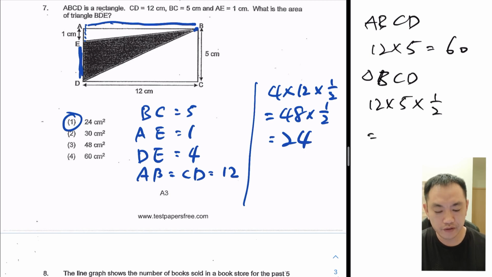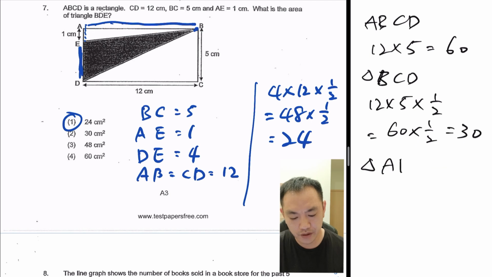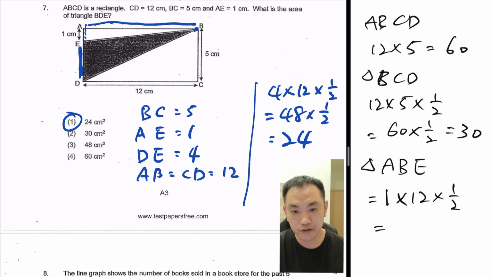So 12 times 5 is 60, times half equals 30. And the other triangle is triangle ABE. So the area is the base, which is 1, times the height, which is AB, 12. Then you times half. So 1 times 12 is 12, and then you times by half, which is 6.